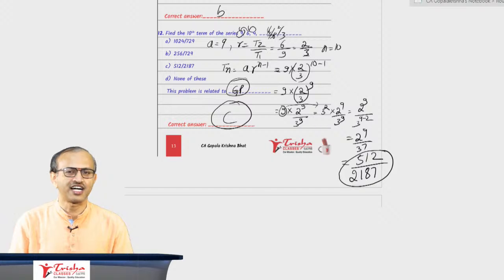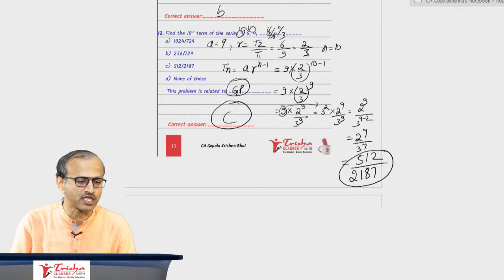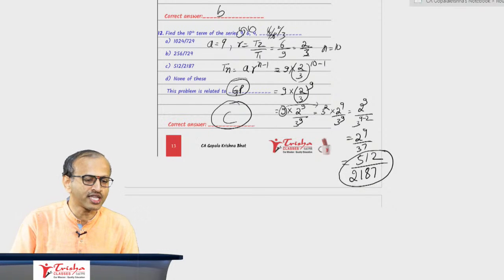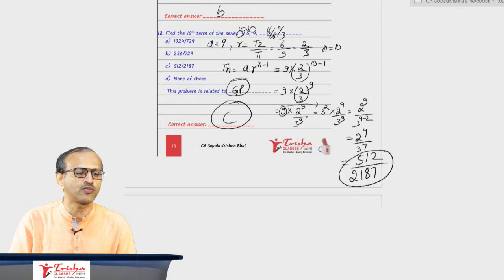Students, hope that you are able to understand the part, and slowly I am working on more problems day by day. 2 by 3 is not 0.44. 2 by 3 is 0.6666.